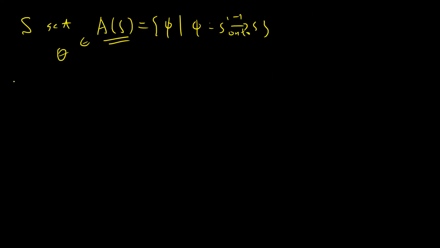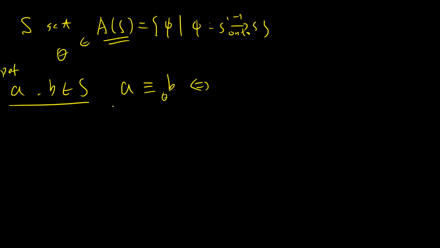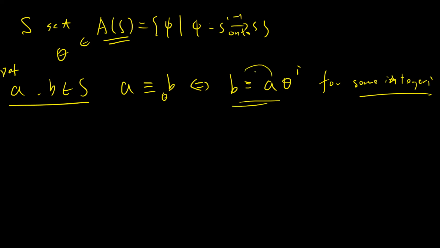Okay, so let's define an equivalence class. So we say that if two elements a, b belong to A(S), we define a is b modulo theta, which means that b is a theta^i for some integer i. So this means that you have two permutations, and one can be obtained from the other by some integer power of theta. Okay, so claim: this is an equivalence relation.